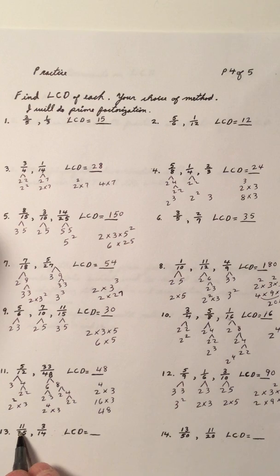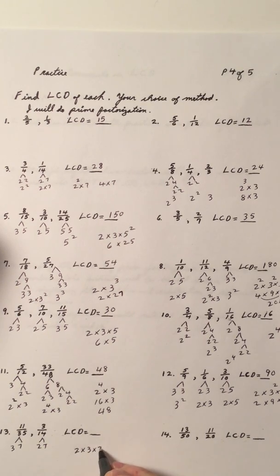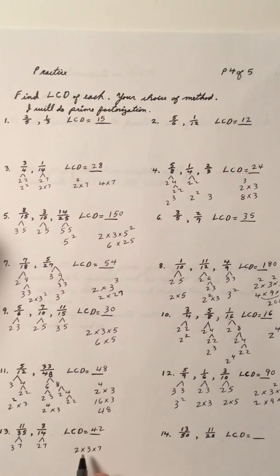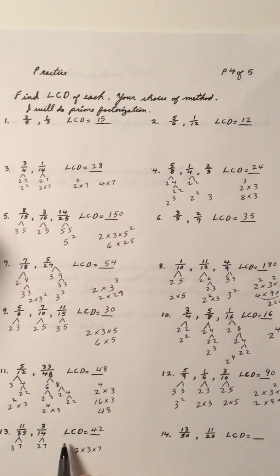Number 13, 11, 35, and 14. Denominators, break them down. 3 times 7. 14, 2 times 7. Can't go any lower, so my least common multiple, I have a 2, I have a 3, I have a 7, and the largest power is 1. 6 times 7, 42. Multiple is 42. My least common denominator is 42.